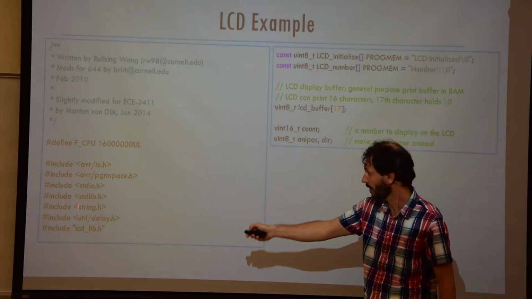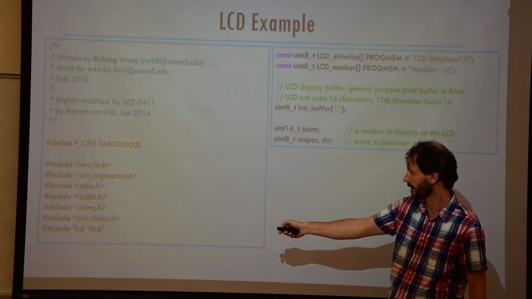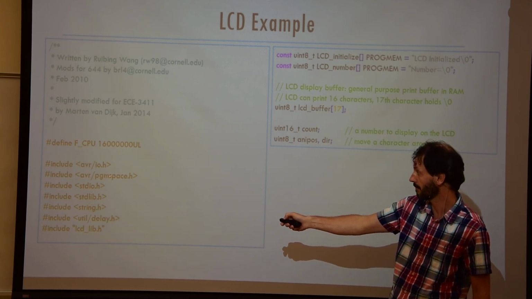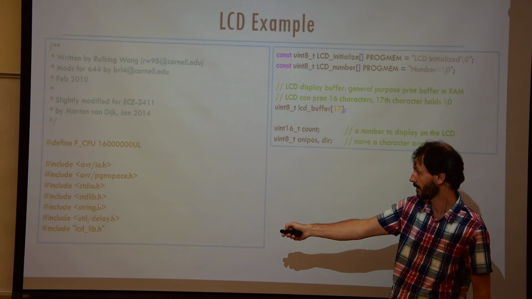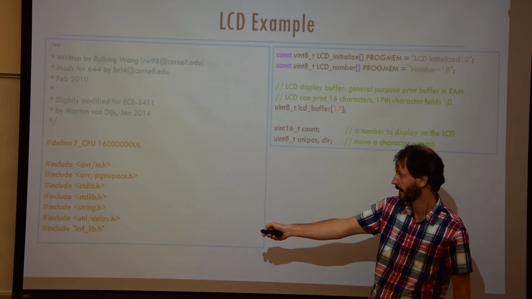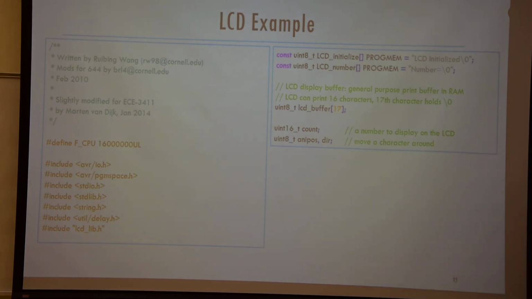So we need a lot of includes, the usual stuff, stdlib, stdio, but now also the program space. We add some other stuff. Delay is needed for our own library that is down there, and so forth. Okay, so we're going to define this particular constant. We do one that has the string "lcd initialized", and the other one has the string "number equal".